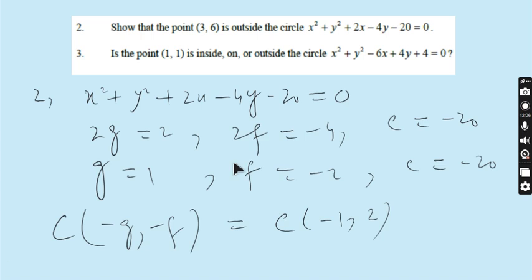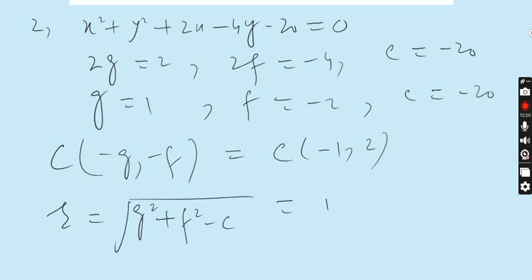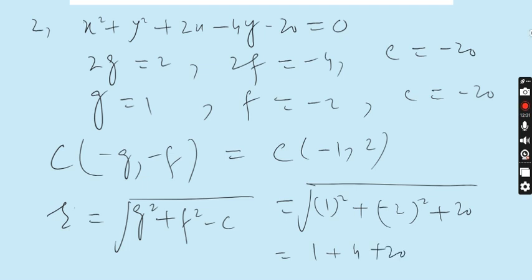And the value of the radius is r equals root of g square plus f square minus c. Here g is 1, square is 1, plus f is minus 2, square is 4, plus c is minus minus, plus 20. It is root 25 and it is 5. So the radius is 5.